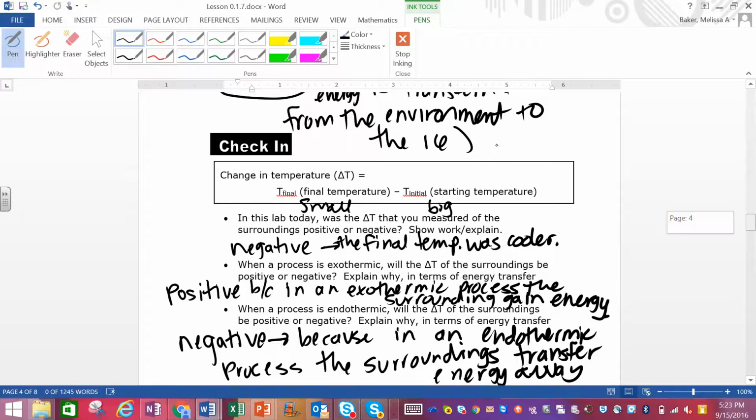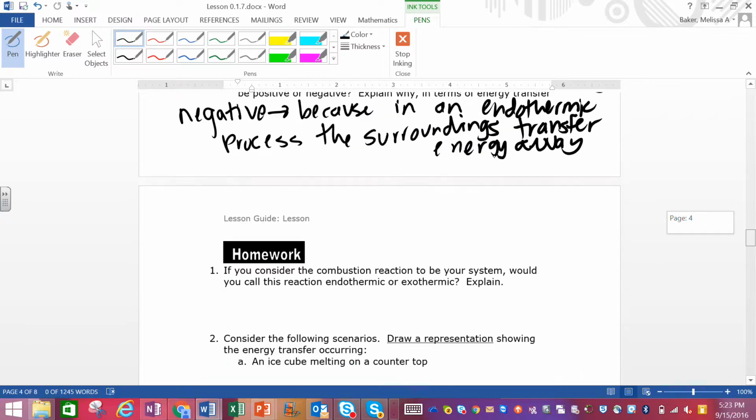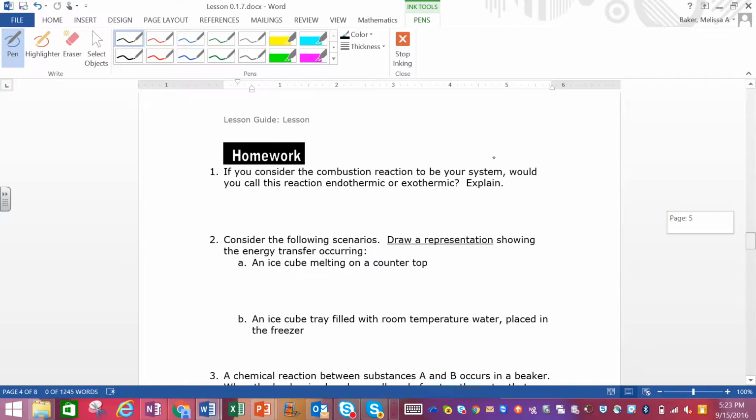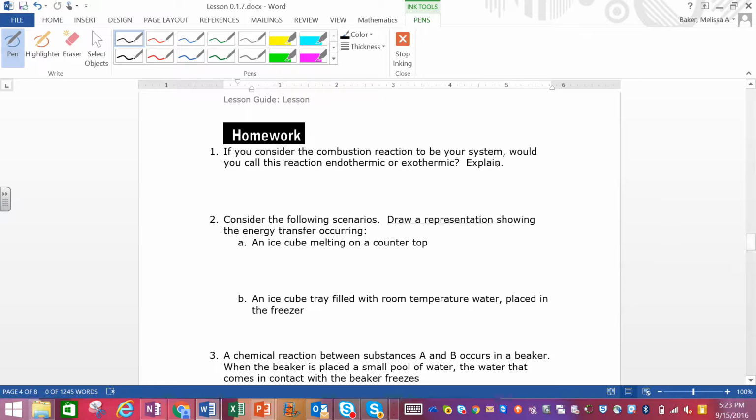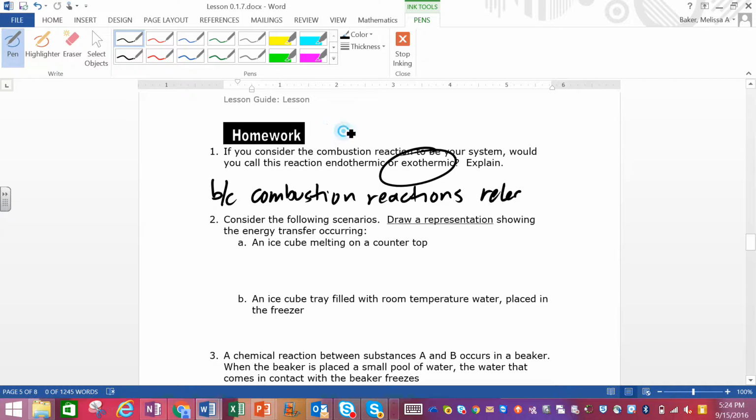All right. Let's take a look at the homework for this lesson. First one, if you consider a combustion reaction to be your system, would you call this reaction endothermic or exothermic? Explain. Well, in combustion reactions, heat is being released. Think about fire. It feels warm to you. So exothermic, because combustion reactions release energy.